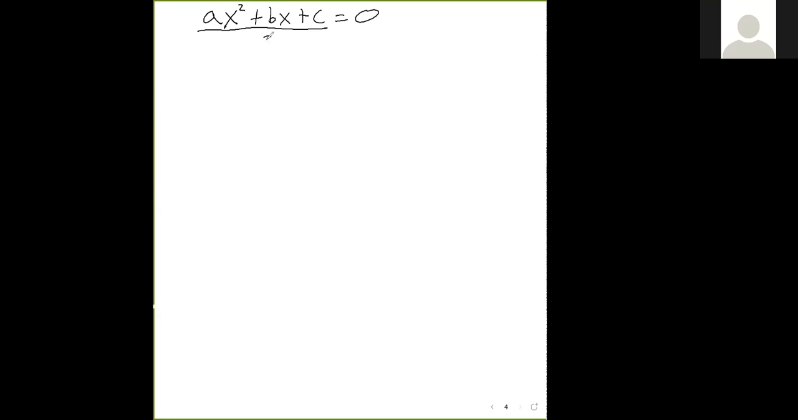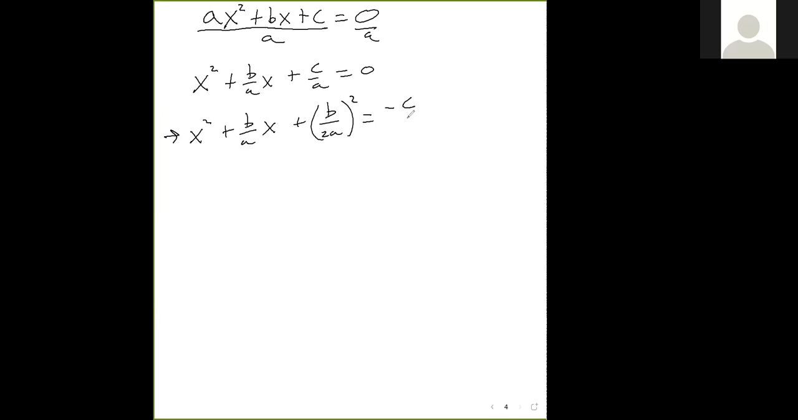I'll divide both sides by a. So I get x squared plus b over a x plus c over a equals 0, because 0 divided by any number except 0 is 0. Now, I'm going to make the left-hand side a perfect square, and I'm going to throw this to the right-hand side. So I have x squared plus b over a x plus b over 2a squared equals negative c over a plus b over 2a squared.